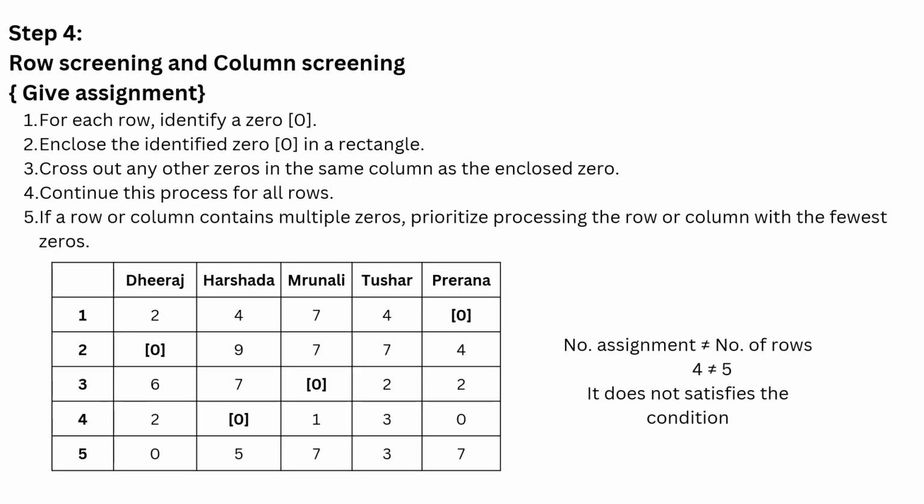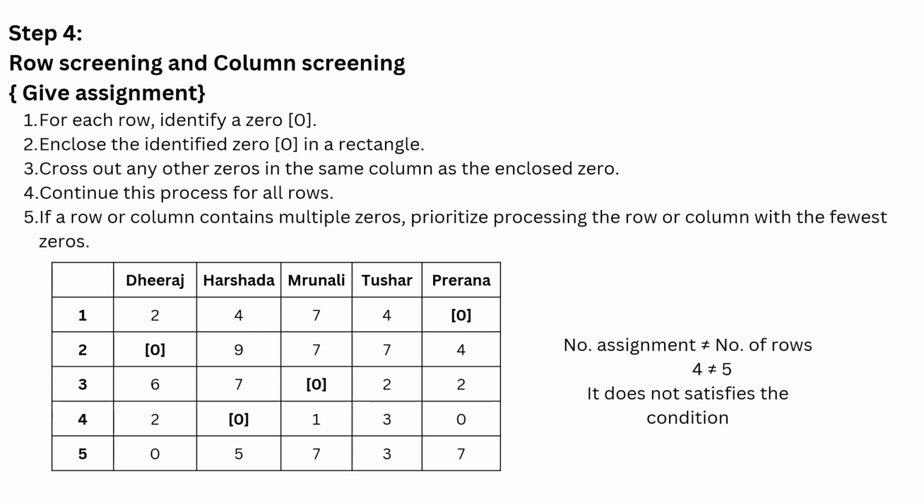Step 4. Row screening and column screening. It means we are giving the assignments in this problem. As we are doing the row screening, in the row, if we observe the 0, we are going to mark that 0 and that would be our assignment. In first row, we can see below the Prerna, we are observing the 0, that means that this location is having our assignment. Similarly, in row 2, we are observing the 0 and marking it as our assignment. In row 3, we are observing the 0 and marking it as our assignment.